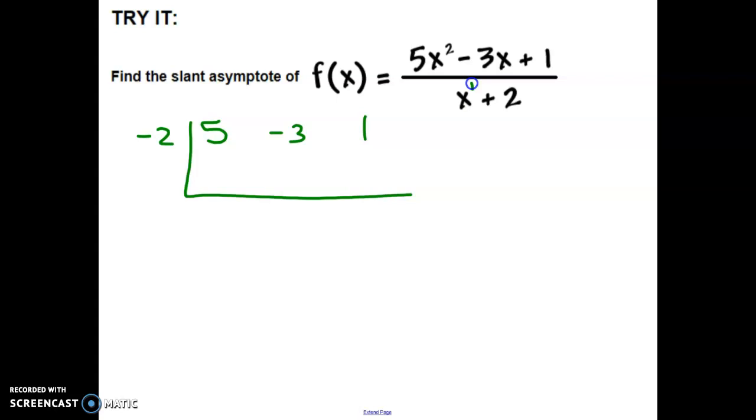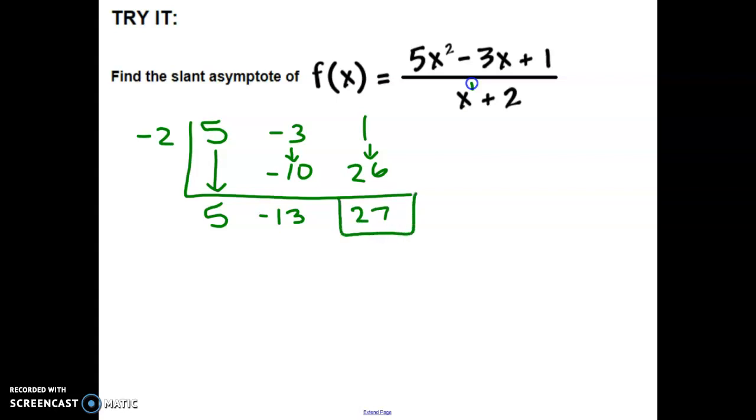Now in synthetic division, you start by bringing down your first number. So I'm going to bring down the 5, and then we multiply going across. So minus 2 times 5 is minus 10. And then we add coming down. So minus 3 and minus 10 is minus 13. Then again, I multiply going across. So minus 2 times minus 13 is positive 26. And again, we add coming down to get 27.